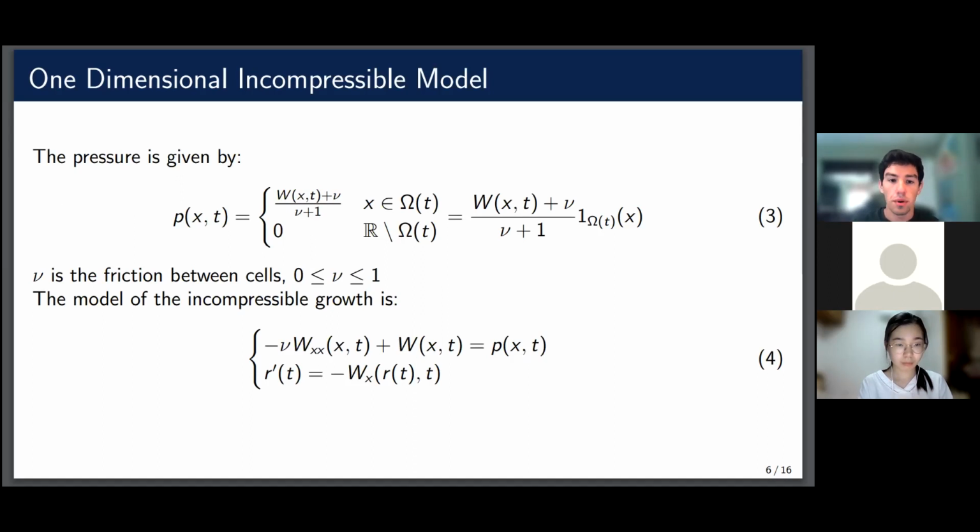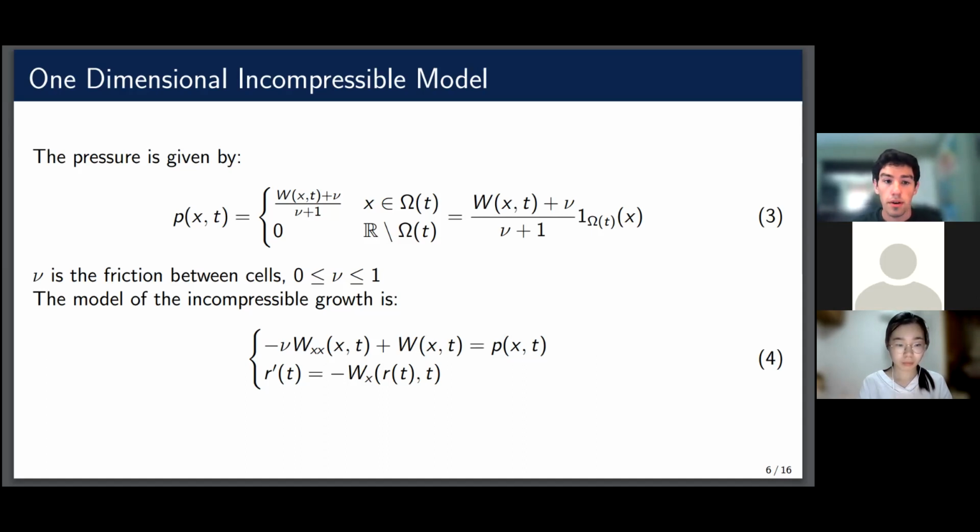So the pressure in one dimension is considered as a function of both w and a new consideration, which we call nu, which is the friction between our cells and is some value between 0 and 1. This function is shown here in equation 3, and we can see that it is some value on our region omega of t and is simply 0 everywhere outside. So referring back to our constitutive law, we can see that anywhere in our tumor, we have a density of 1, and anywhere outside of our tumor, we would have a density of 0.